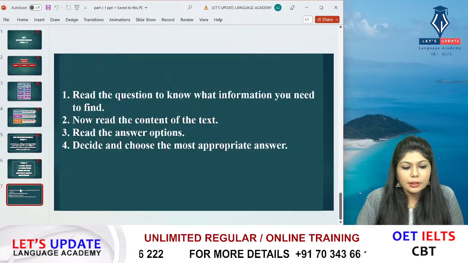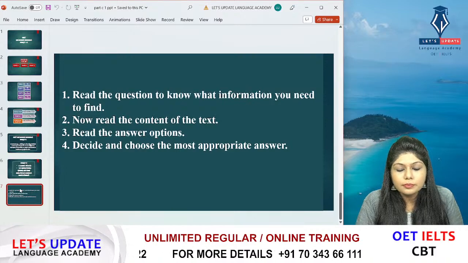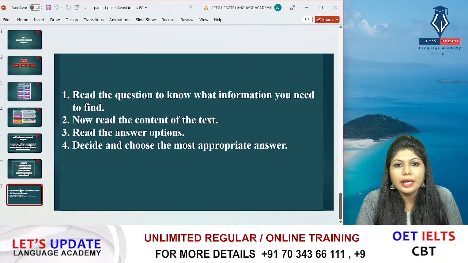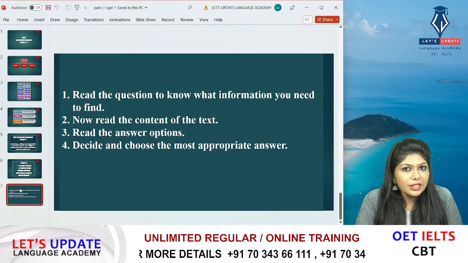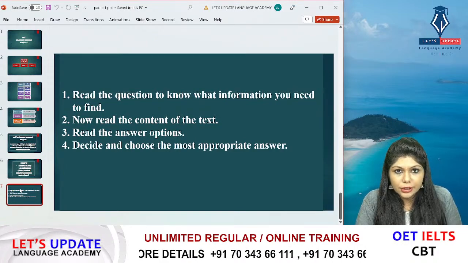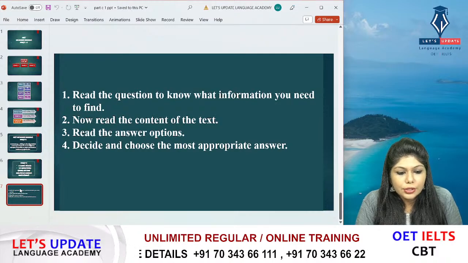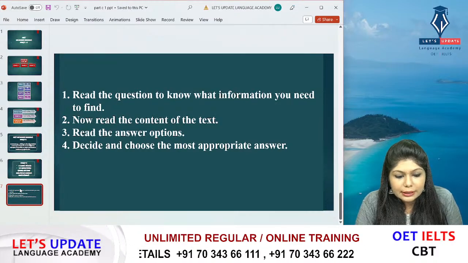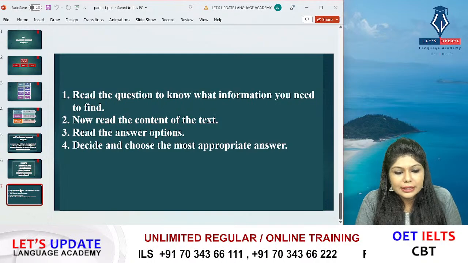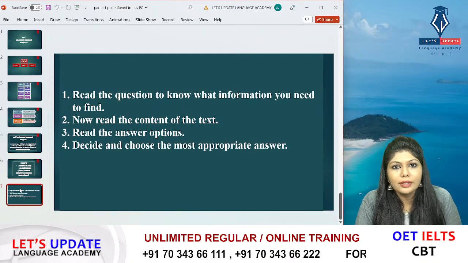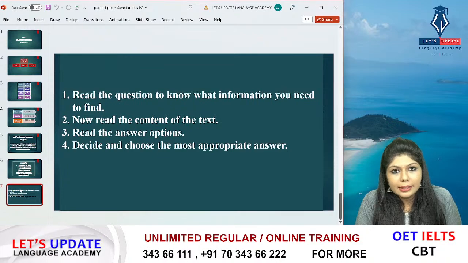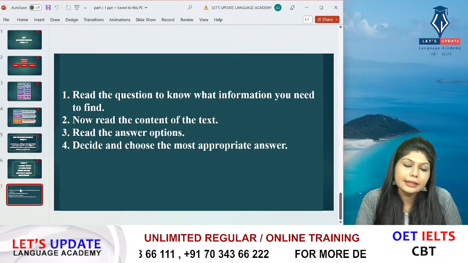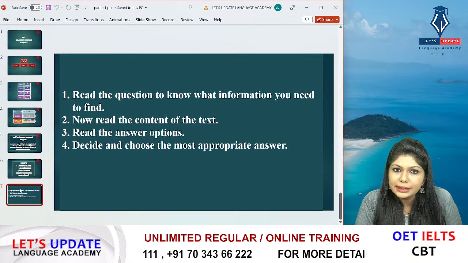Now, how do you go about approaching part C? First, read the question to know what information you need to find. Then read the content of the text, that is the paragraph which will have the answer, and then read the answer options and choose the most appropriate answer.